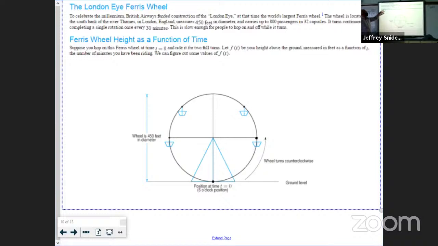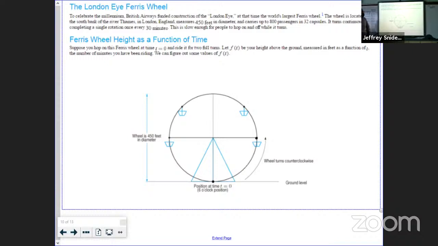So look what this says. Ferris wheel height as a function of time. Now I know when I'm looking at this, height would be a y coordinate. Okay. I like this already. Because I'm looking at this spot right here, this height, this y value is somehow related to how far this capsule has rotated in the ride.